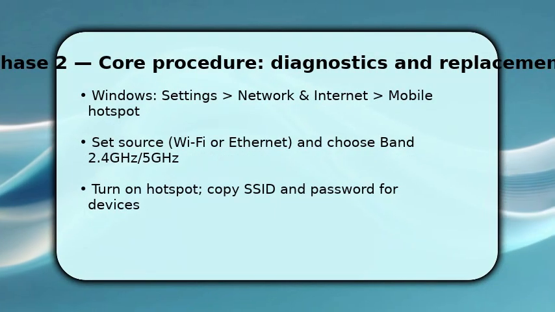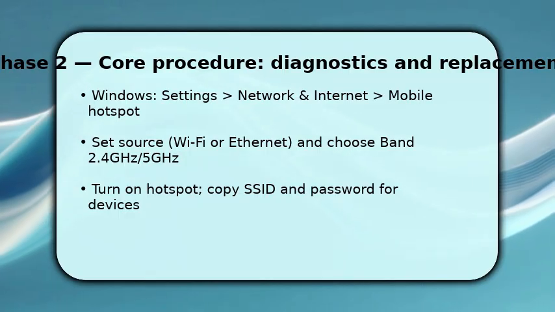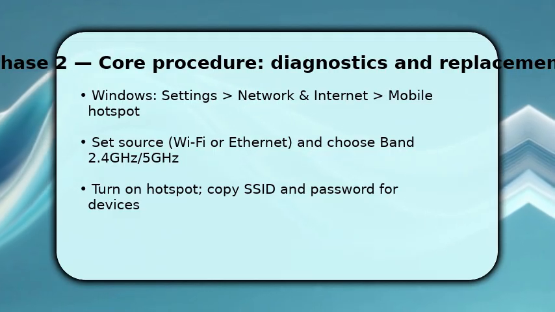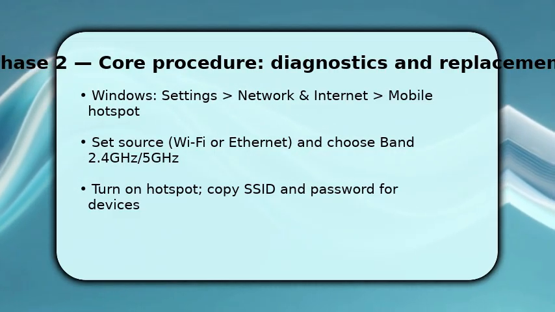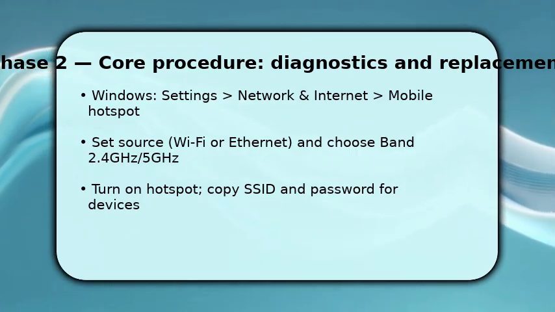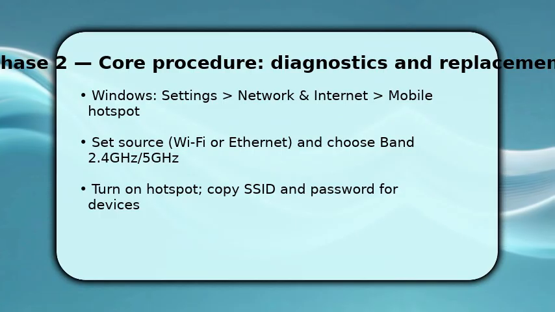Now you configure the hotspot itself. Go to Settings, Network and Internet, then Mobile Hotspot on Windows. Select the internet source, either Wi-Fi or Ethernet, because the adapter shares that connection. Make a deliberate band choice, 4 GHz for range, 5 GHz for speed. Click Edit to set SSID and password, then enable the hotspot.